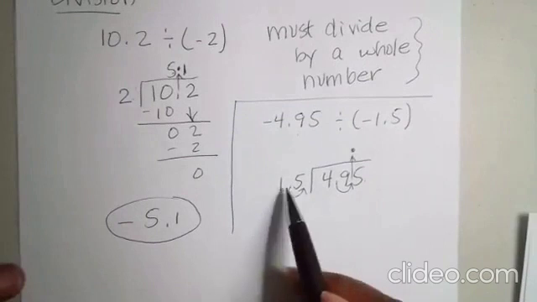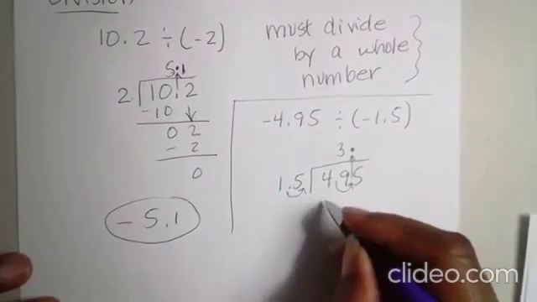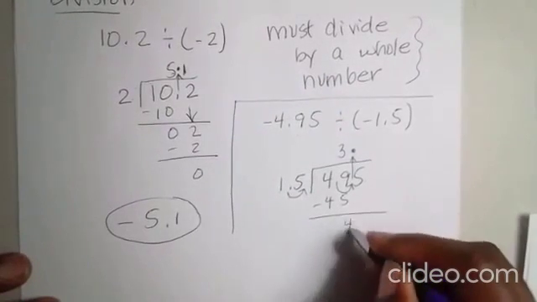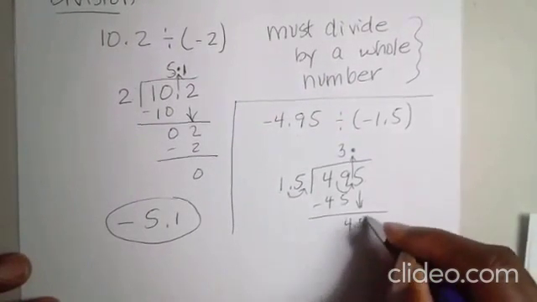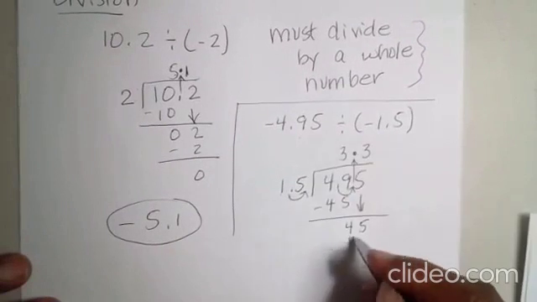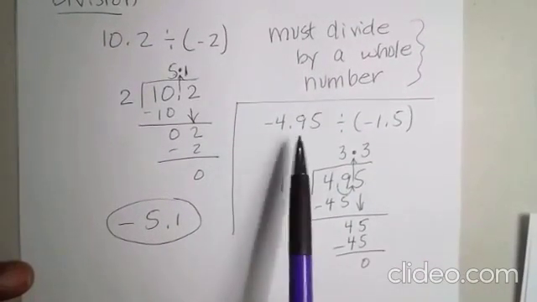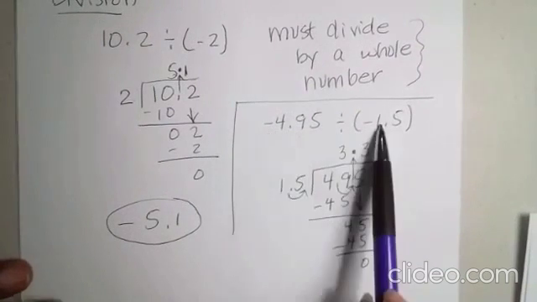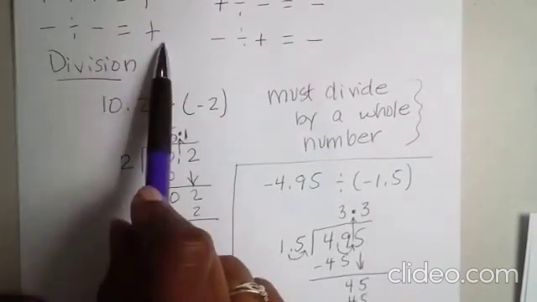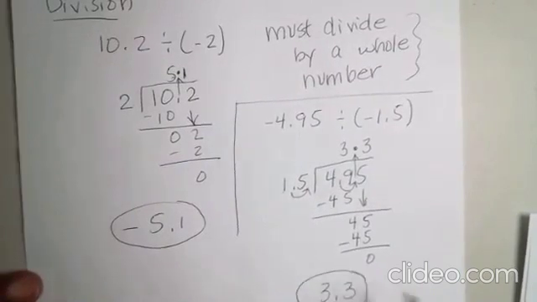Okay, so 15 goes into 49 3 times. 3 times 15, 45. Subtract here. We have 4. We bring down our 5. 15 goes into 45. Again, 3 times. 45. We're done with this one. But let's look at our sign. Negative divided by negative. So according to our rules up here, negative divided by negative is positive. So our answer is positive 3.3.